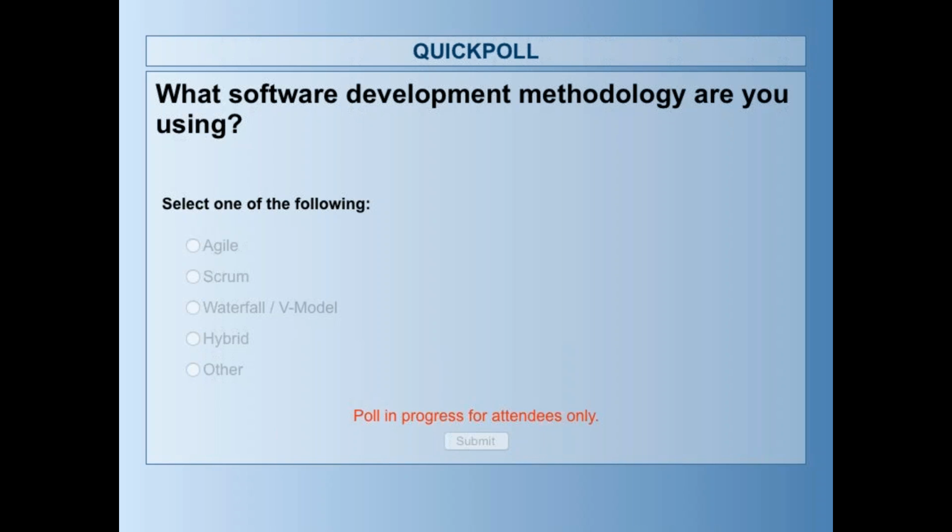This is interesting. It seems like about half of our attendees are using the waterfall model. So this could actually be really interesting for them. Thank you for your answers.